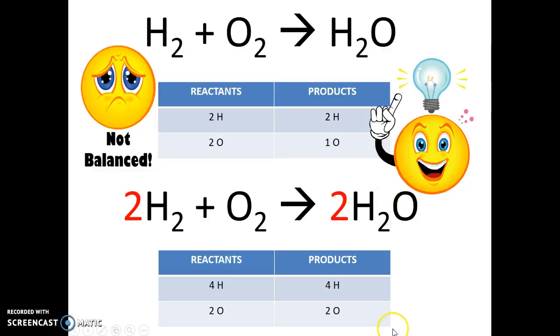And so if you set up the table, you now have 4 hydrogens and 2 oxygens as your reactants. And you have 4 hydrogens, and this 2 gets applied to here, this oxygen, 2 oxygens as your products. And this is a balanced equation.